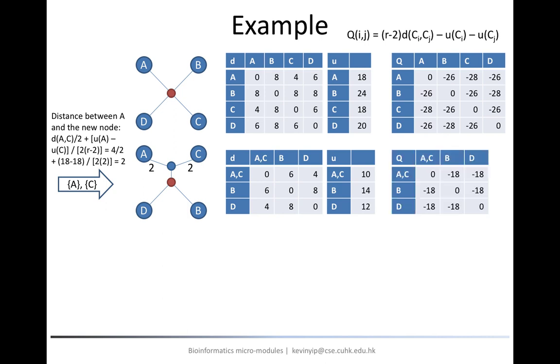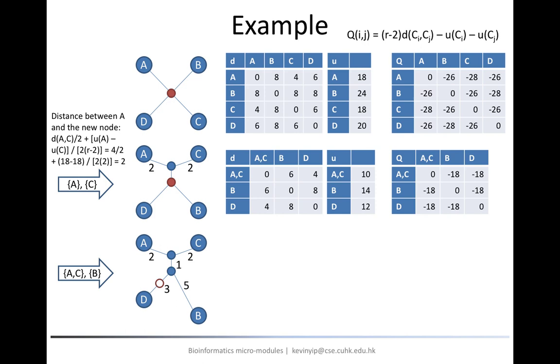This time, all the non-diagonal entries have the same score, and we can merge any two clusters. Suppose we decide to merge cluster AC and cluster B. What we do is to create a new node, which is connected to the node that represents A and C, to the node that represents B, and to the hub.